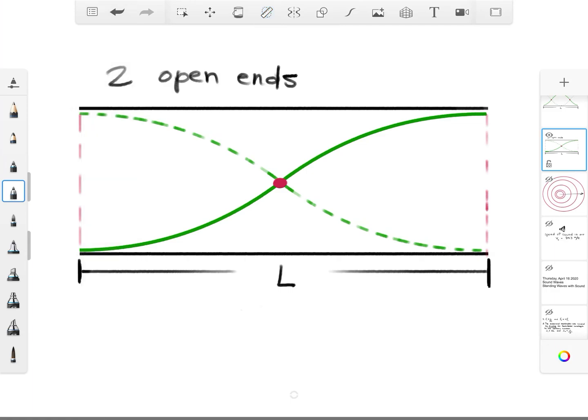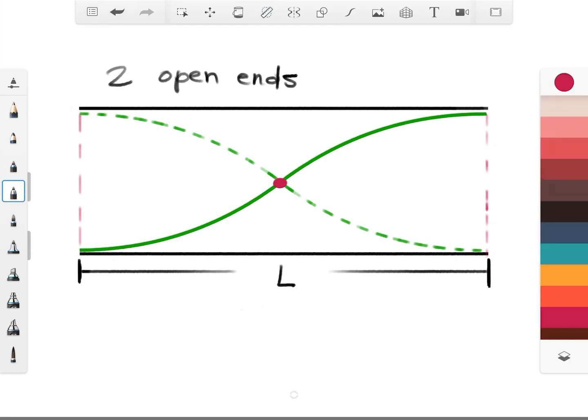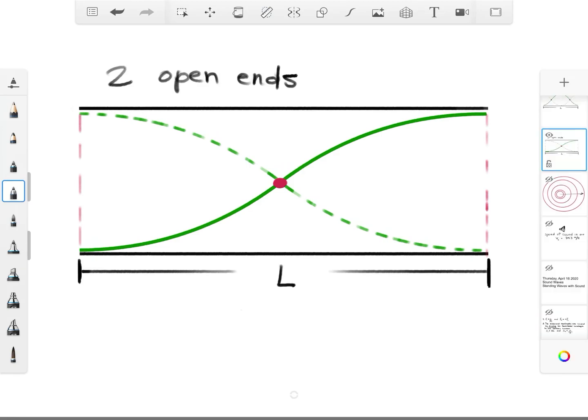Okay, so when you see two antinodes and one node for a pipe with two open ends, this corresponds to the fundamental frequency inside of this pipe. So this is going to be our f1. Now, look inside the pipe. We see that we have, in the solid line, half of a wave, and in the dashed line, we have the other half of a wave.